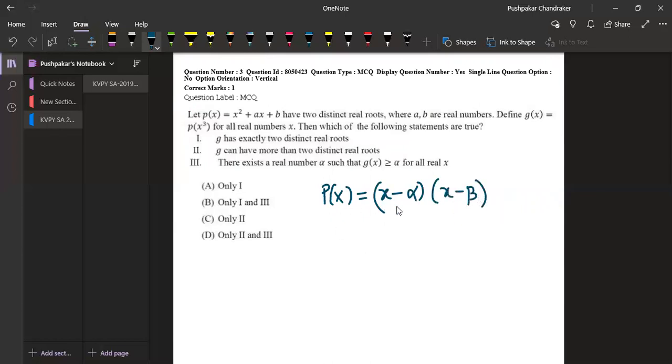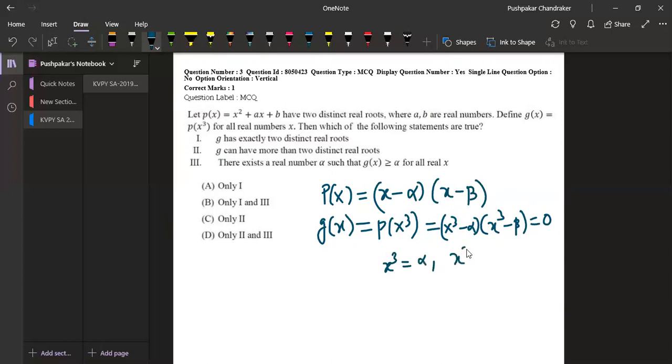If it has two roots, alpha and beta, you can notice here. Now we are defining g of x. What is g of x? G of x is nothing but p of x cube. It means it is x cube minus alpha into x cube minus beta. If you want to find the roots of g, set it equal to 0, and you'll get x cube equals alpha and x cube equals beta. So x will be the cube root of alpha, and definitely a cube root is always a single value only, not two values.